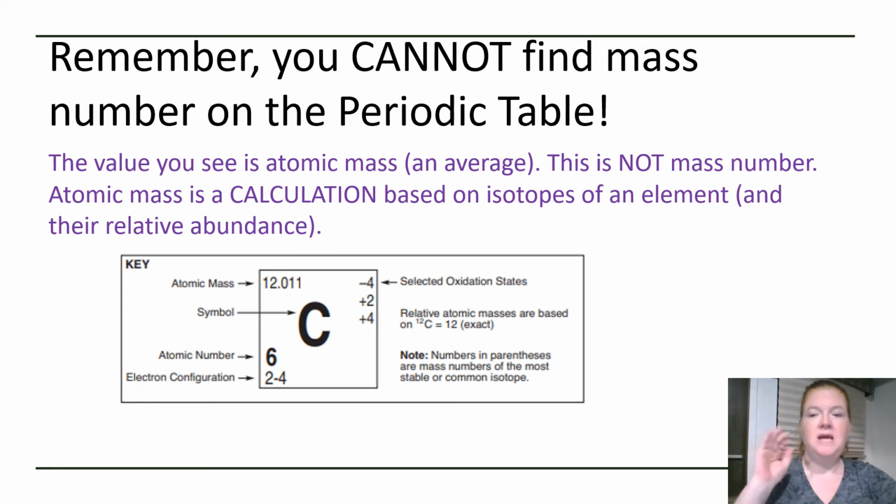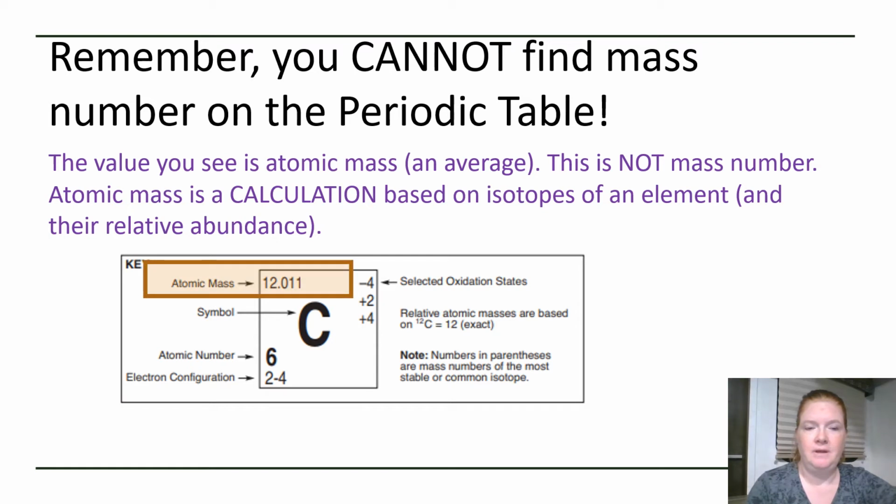Remember, isotopes have the same atomic number, different mass number. Same number of protons, different number of neutrons. Same element. Isotopes are the same element. So that number, that's what we're going to talk about. How do you get it? Let's find out.